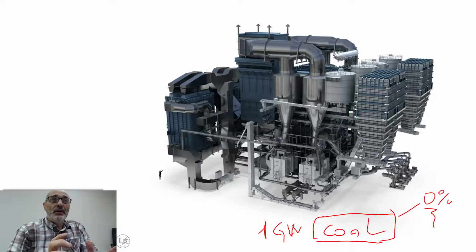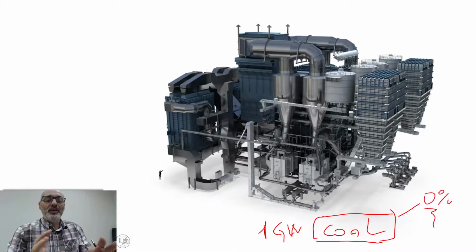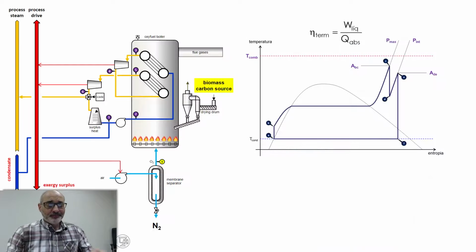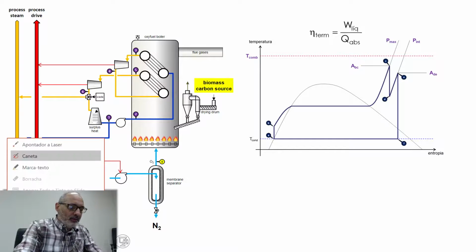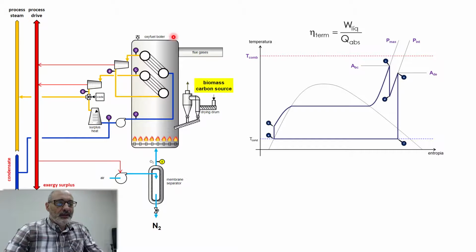Okay, now. What I showed you in the beginning of this class, the calculation of the combustion temperature, will combine with what I'm showing you right now. Okay, so let's see the equipment, how it is. Okay, so this is the boiler. Let me go back to my pointer. This is the boiler. Okay, here is biomass as a carbon source, and remember that it always has humidity. 50%, let's say.